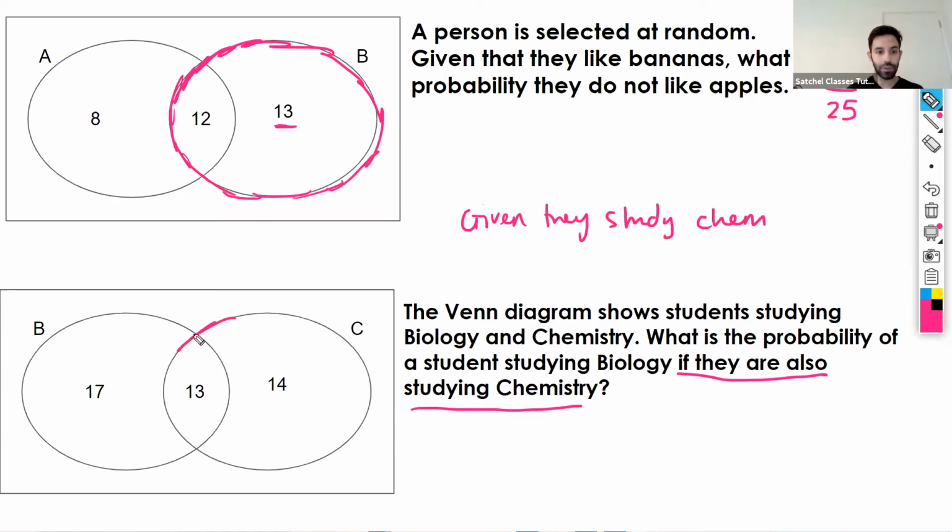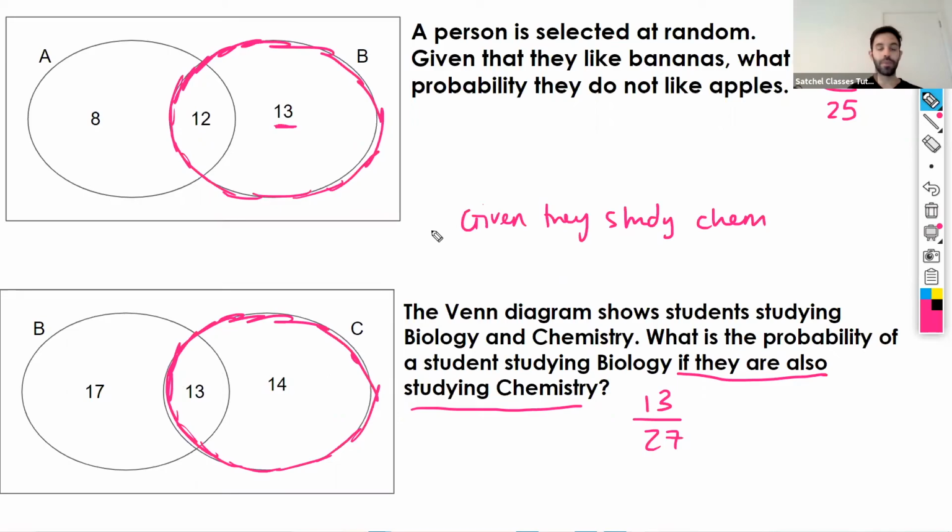So again, we need to reduce our sample space to everyone who studies chemistry. That's going to be 27 students. And out of these 27 students, how many of them study biology? Well, 13 of the 27 also study biology as well. It's going to be 13 out of 27.